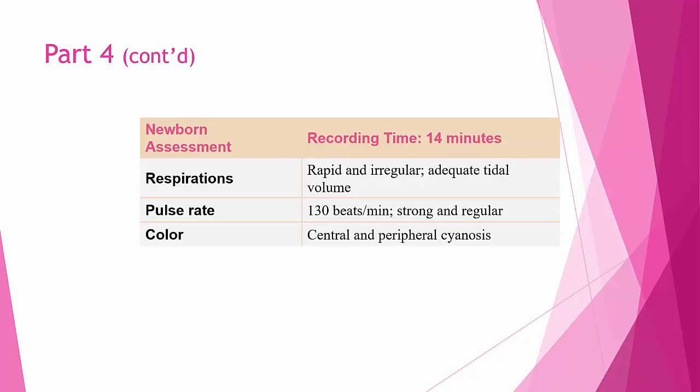Our respirations are rapid and irregular with adequate tidal volume. Pulse rate is 130 beats per minute, strong and regular. The color has central and peripheral cyanosis.